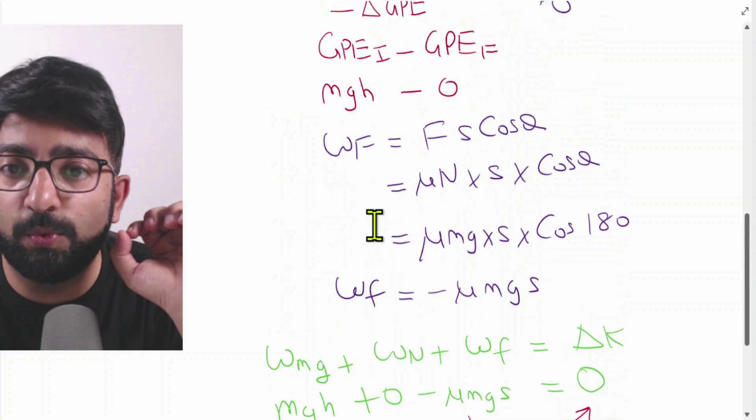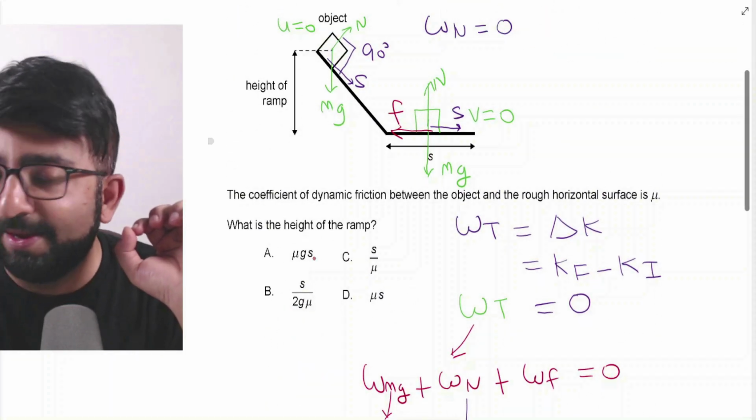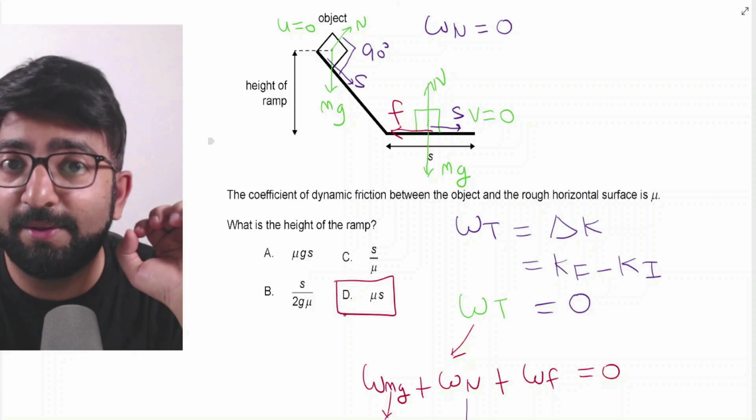And let's go back to the options. Where does mu into x exist? It is option D, and that is the answer for this question.